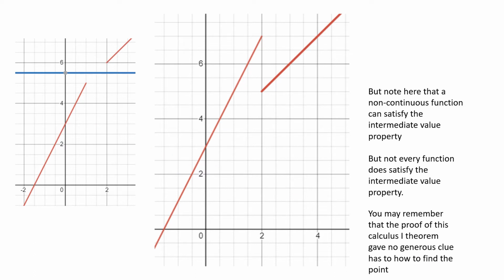And you may remember that the proof of this Calculus 1 theorem gave no clue about how to find the point. At least the statement didn't tell you anything about how to find the point.